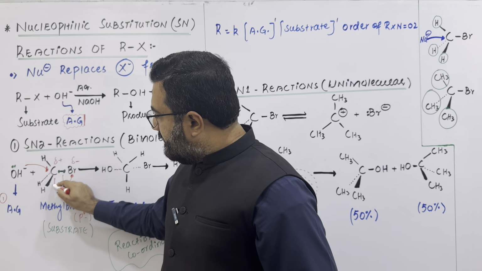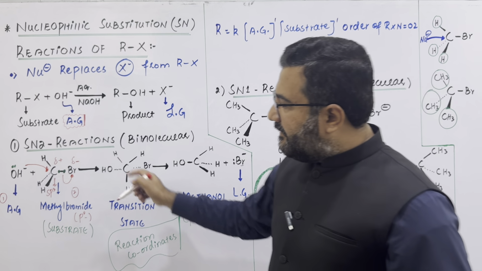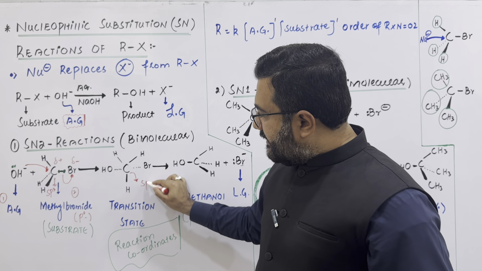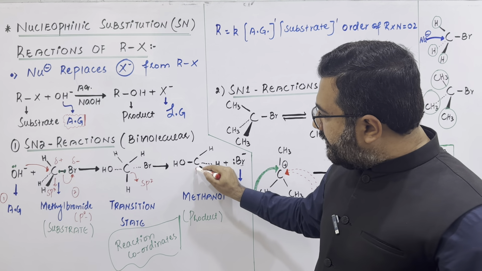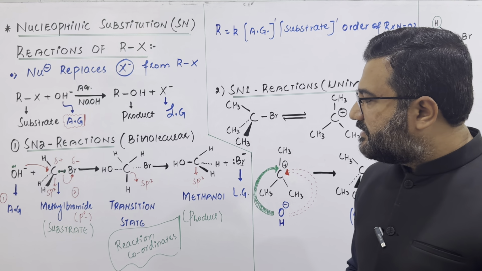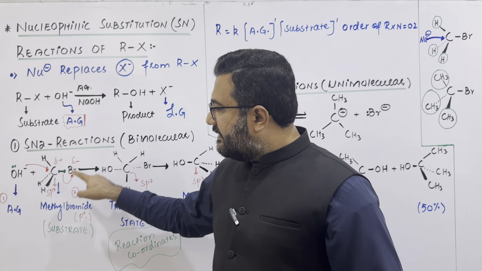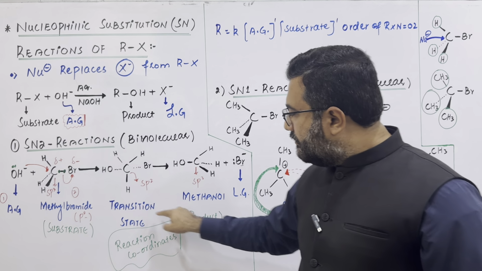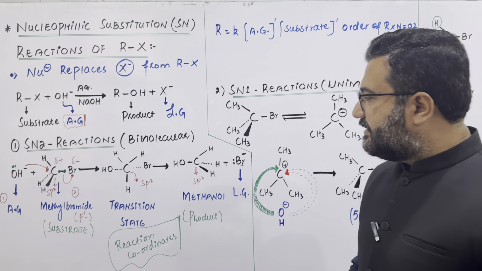Next point, my dear students, in case of this SN2 reaction, this carbon of the substrate is sp3 hybridized. When it moves to the transition state, this one is sp2 hybridized with only 3 bonds. And now in the product, again the alpha carbon is sp3 hybridized with all 4 bonds, which are all sigma bonds. So in SN2 reactions, the hybridization changes from sp3 to sp2 to sp3. This is the change in the hybridization.